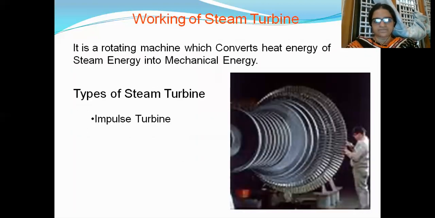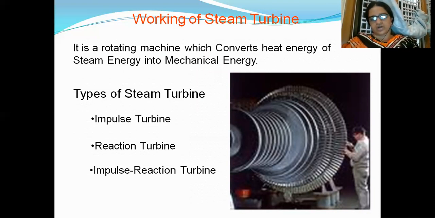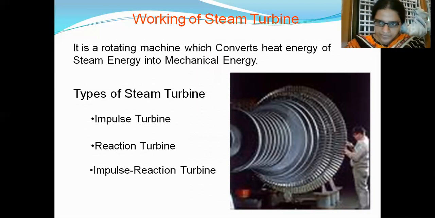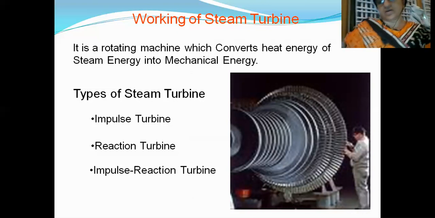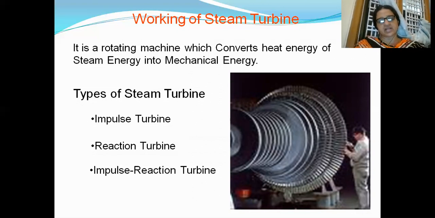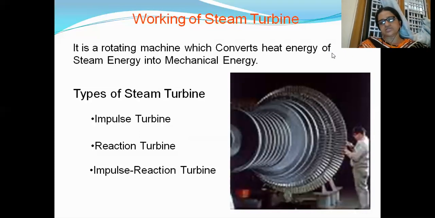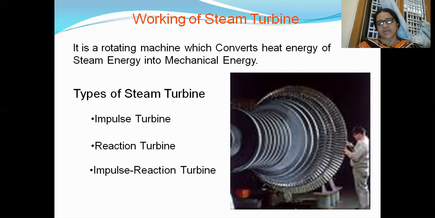Next is coming to the working of the steam turbine. I have already told that. This is the picture showing the steam turbine. The steam turbine is a rotating machine which converts heat energy or steam energy into mechanical energy. The steam turbine will convert steam energy or thermal energy into mechanical energy.